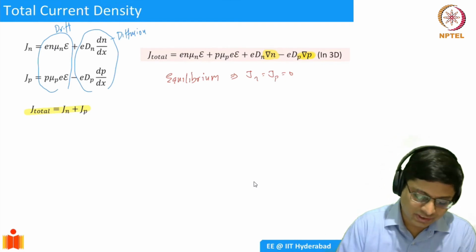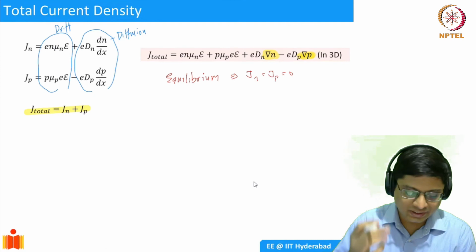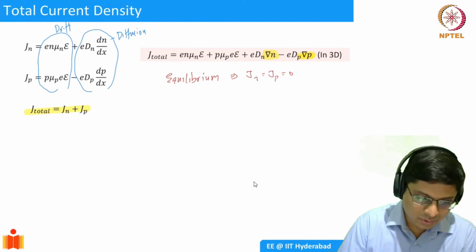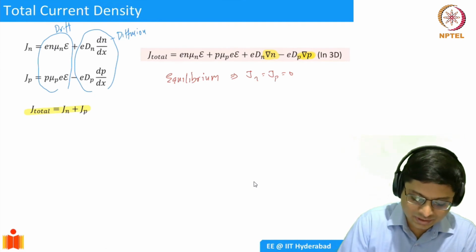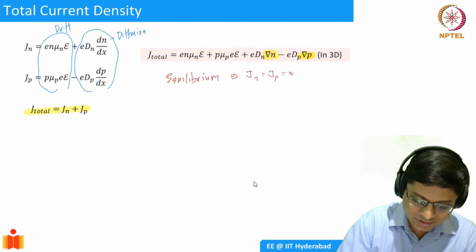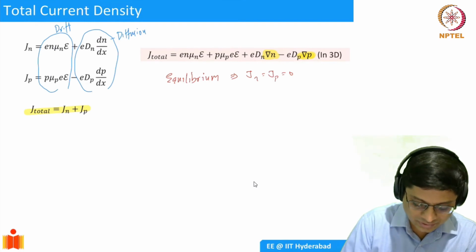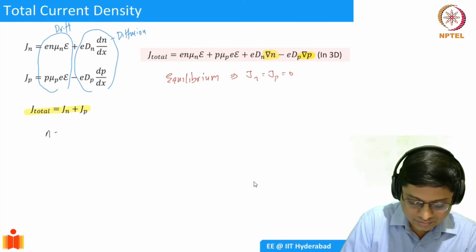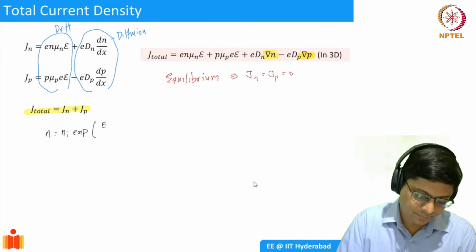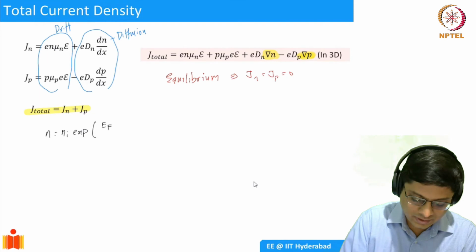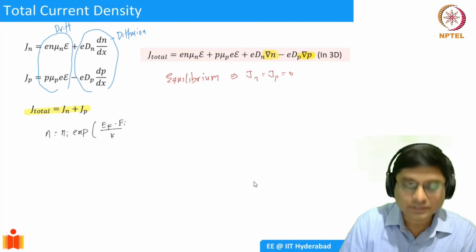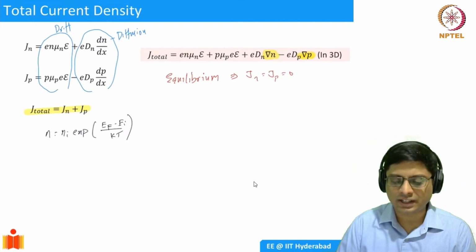If you look at the Jn expression, you have the drift current. For a moment, let's try to compute what is the carrier density. It will become clearer in a short while why we are doing this. N equal to Ni exponential (EF minus EI) by KT, right? This is your carrier density.